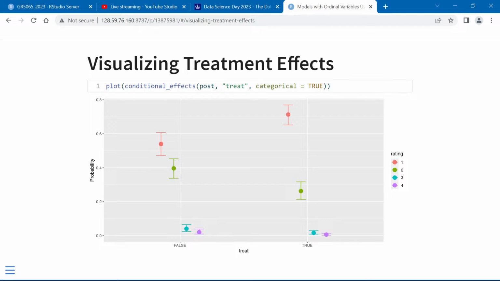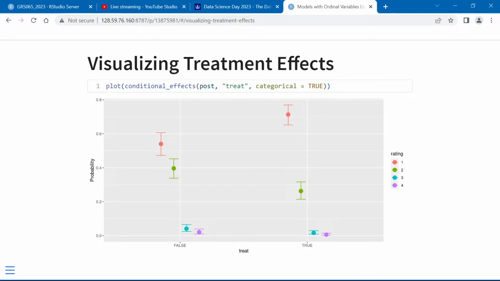Well, we can do a lot of things that are bad, and we can do at least one, but perhaps at most one thing that is good, which is to use the conditional effects function in the BRMS package to visualize the probability of someone giving rating 1, 2, 3, or 4 to their brand of inhaler as a function of whether they were in the control group or the treatment group. When you have multiple levels, different things can happen when you're in treatment relative to control for each of them. And so, as we can see, for people in the treatment group, they have a much higher probability of giving rating 1 to their inhaler.